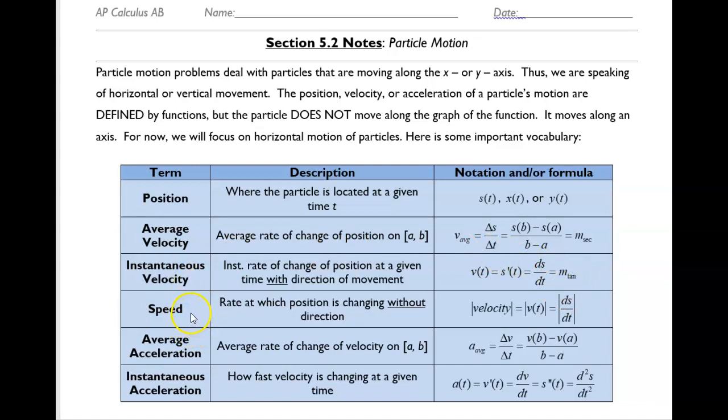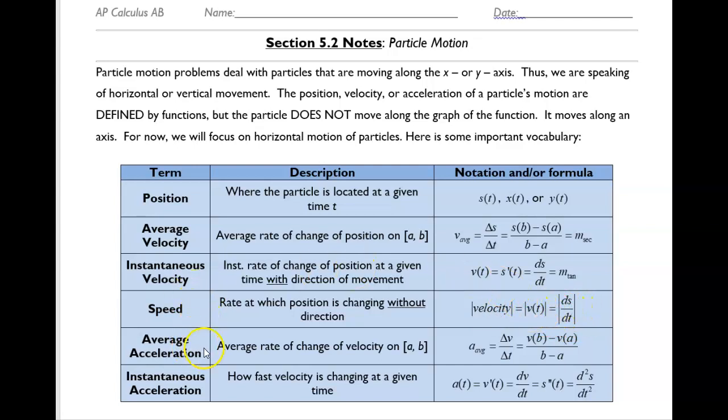Previously, you might have thought about speed and velocity as the same thing, but speed is the rate at which position is changing, but it does not have the direction. So it doesn't have the positive or the negative sign. Well, it's always positive. It won't ever be negative. So what that means is it's the absolute value of velocity, or absolute value of v of t, or you can think of it as the absolute value of ds dt, the derivative of s. So you'll see it in any of those ways.